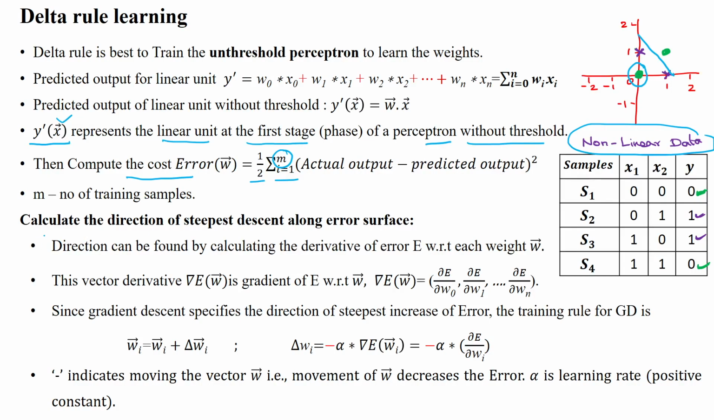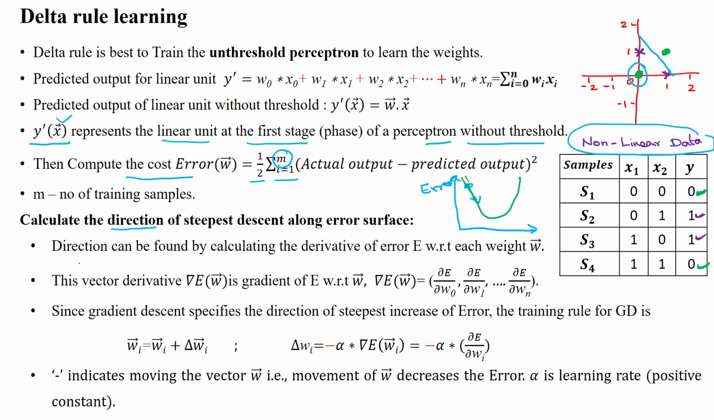Here the principle of delta rule learning is to calculate the direction of steepest descent along the error surface. For example, suppose I have a plot like this, the error in the first iteration may be at the highest value, suppose here. Then it has to identify the steepest magnitude to go towards zero, that is the converging point. So that is the aim of the delta rule learning.